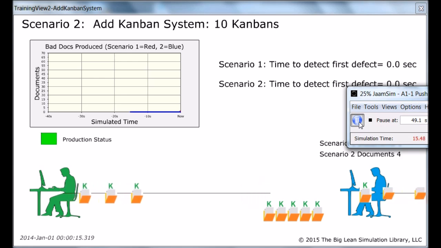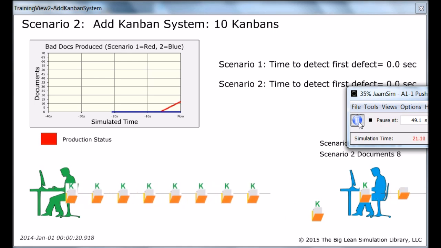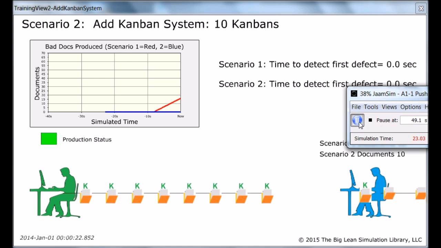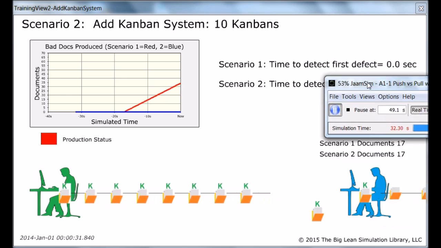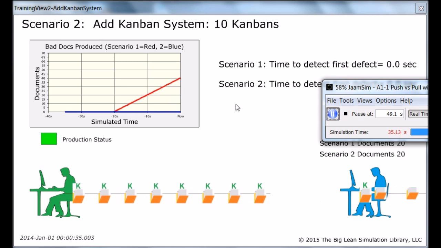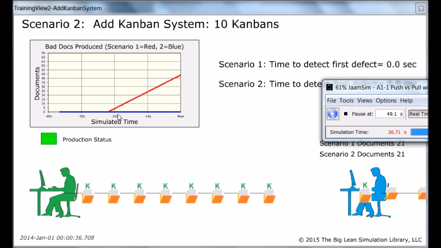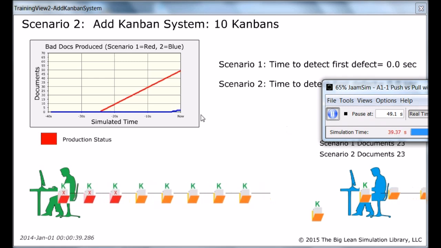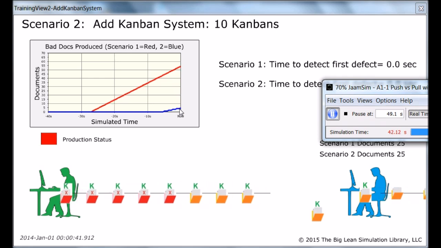And as we run this, you'll see now that the pace that he's producing is really controlled by how fast the blue station can handle them, not how fast he can produce them. The distance between them now is based on that time of the second workstation. If you look at the chart, I'm going to pause it. The red line represents what happened in the push scenario, scenario number 1. And in this scenario, we have not yet produced a bad one because we're not producing them as quickly. Now there goes the first bad one. And so you can see now we're making bad ones on the second scenario here.